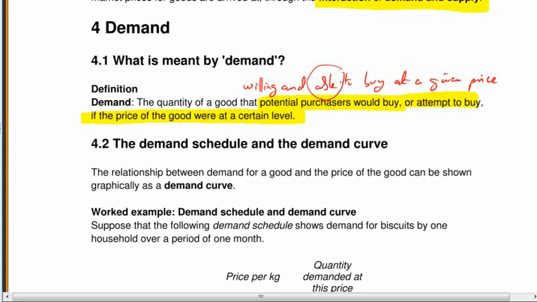Demand is not the same as want. Demand has to be backed up by the ability to buy. So, I want lots of things. I could stand here for the next 5 hours listing the things that I want, but I can't say that I demand them because I can't afford them. So there's a difference between want and demand.